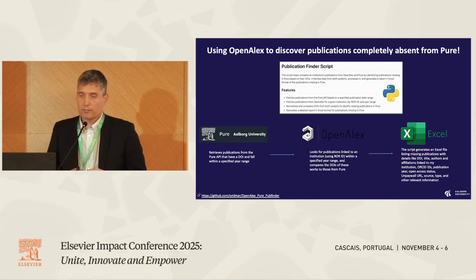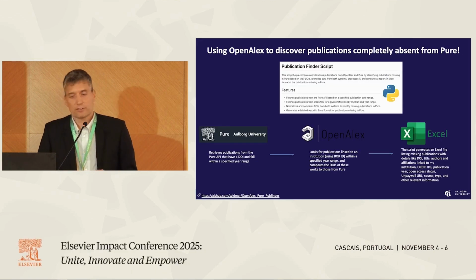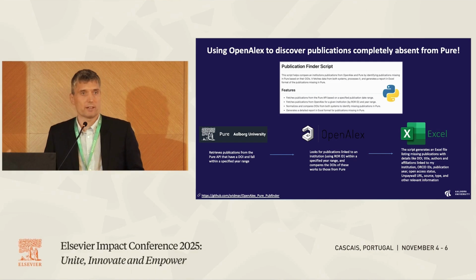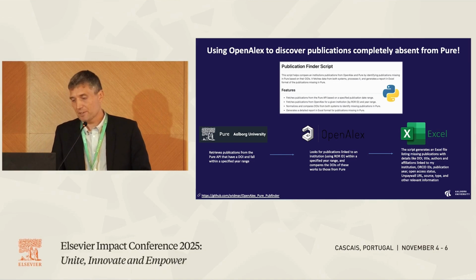The next one here is also on OpenAlex. This is a script which tries to find publications that actually belong to our institution but are completely absent from Pure. And that's like, we can't have that. We need our publications to be in Pure, right?